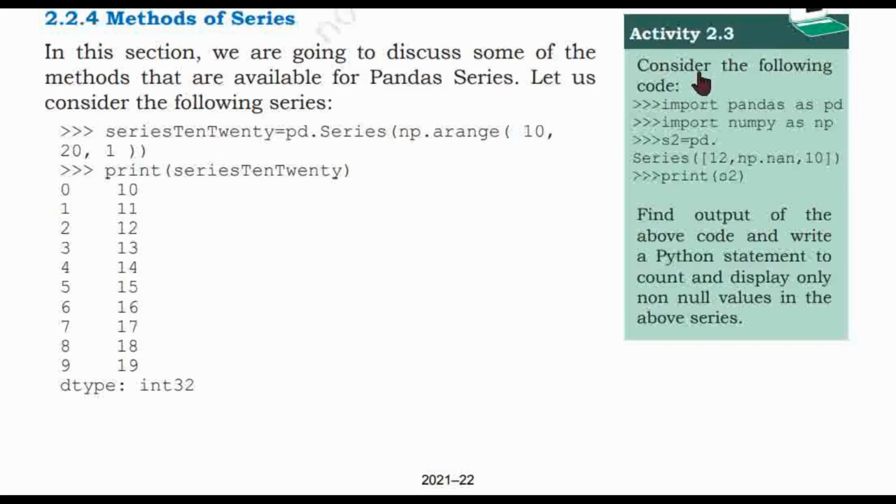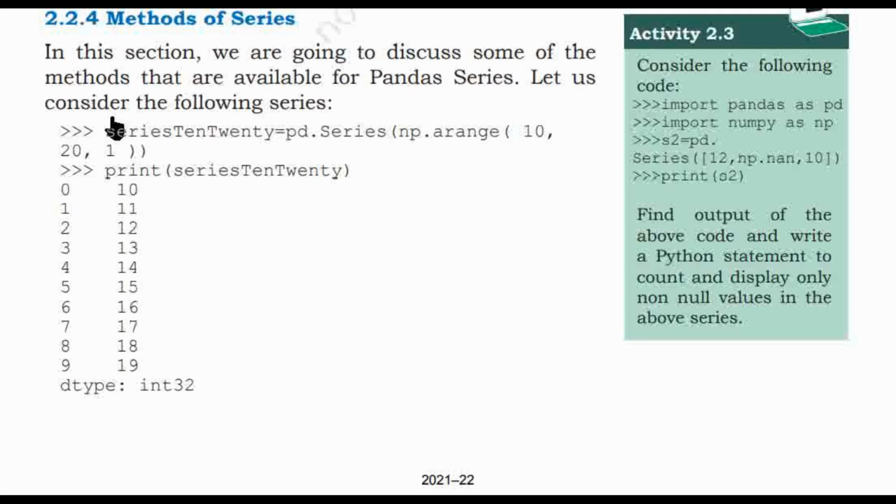Activity 2.3. Consider the following code. import pandas as pd, import numpy as np, s2 = pd.Series([12, np.nan]), print s2. Find the output of the above code and write a Python statement to count and display only non-null values in the above series. In this section we are going to discuss some of the methods that are available for pandas series.